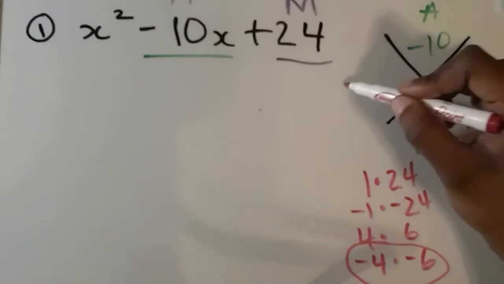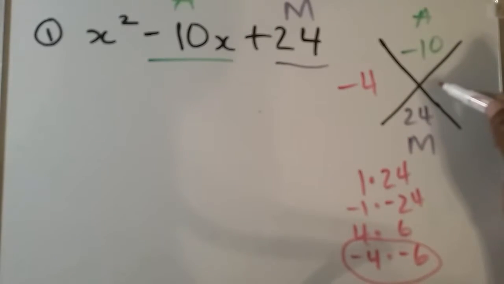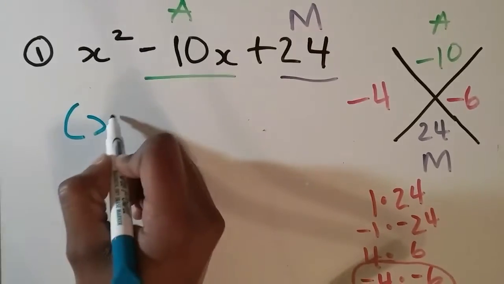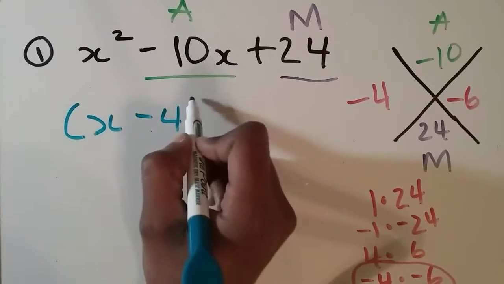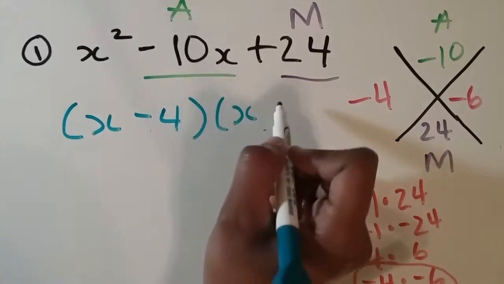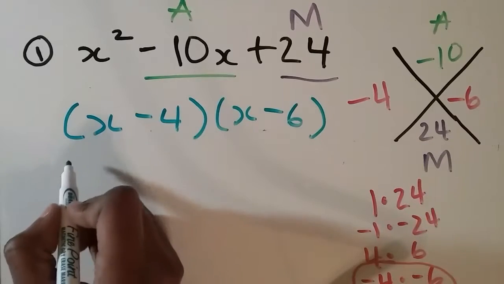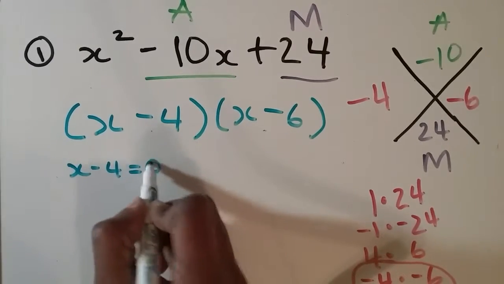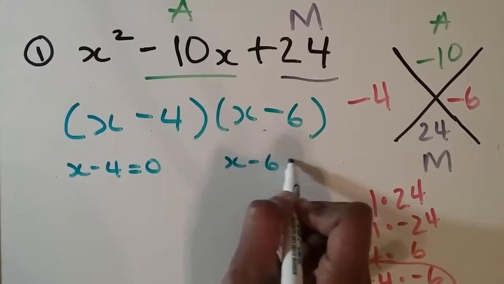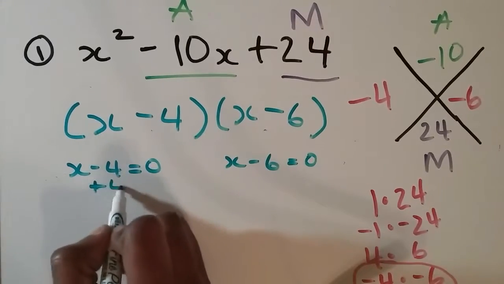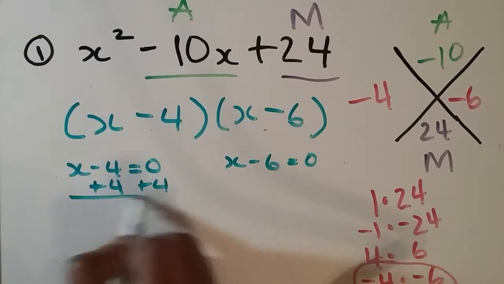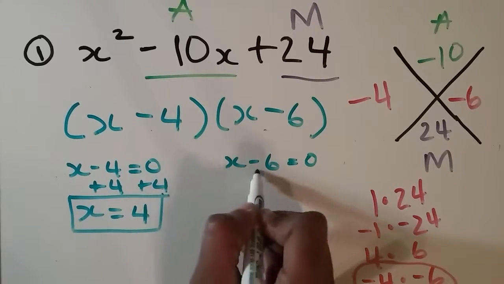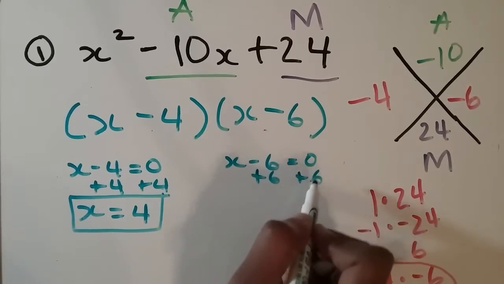To find our zeros, we use the two numbers that we just found to make two binomials. We were able to factor x squared minus 10x plus 24 into x minus 4 times x minus 6. But to find our actual zeros, we have to set both binomials to 0 and solve using ZPP, or zero product property. Since there are two solutions to every quadratic equation, we get two zeros, x equals 4 and x equals 6.